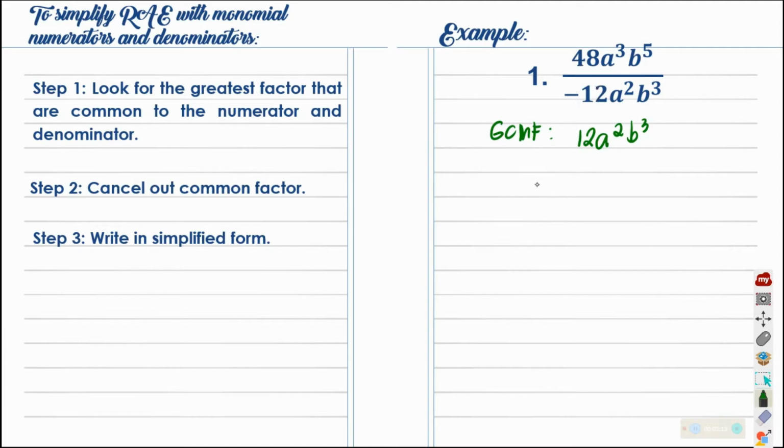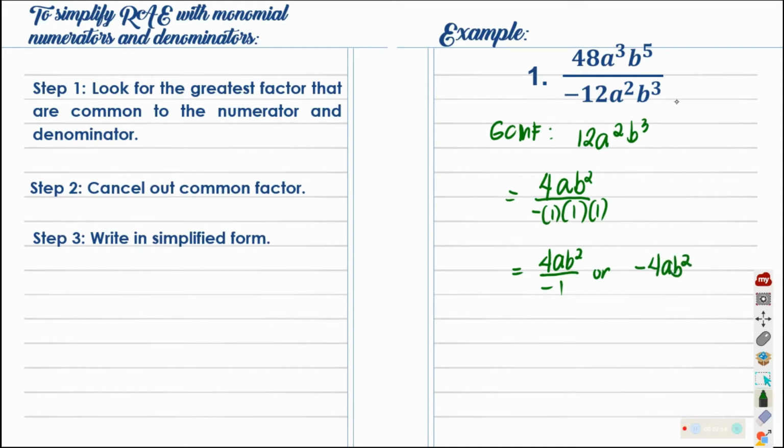So, 48 divided by 12, the answer is 4. A cubed divided by a squared, the answer is a. B to the 5th divided by b cubed, the answer is b squared. And on our denominator, negative 12 divided by positive 12, the answer is negative 1. A squared divided by a squared, the answer is 1. B cubed divided by b cubed, the answer is 1. And then if we write it in its simplified form, we have here 4ab squared all over negative 1, or we have negative 4ab squared.